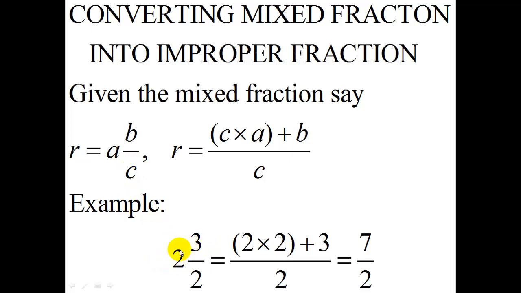Example. Given 2 whole number 3 over 2, how do we convert this to an improper fraction? We multiply the denominator of the fraction by the whole number, so 2 times 2, plus the numerator, that is 3, then we divide by the denominator of the fraction, 2. Now 2 times 2 is equal to 4, and 4 plus 3 will give us 7, so we have 7 divided by 2, so we have 7 over 2, and this is an improper fraction, because the numerator 7 is greater than the denominator 2. So 2 whole number 3 over 2 is equal to 7 over 2.